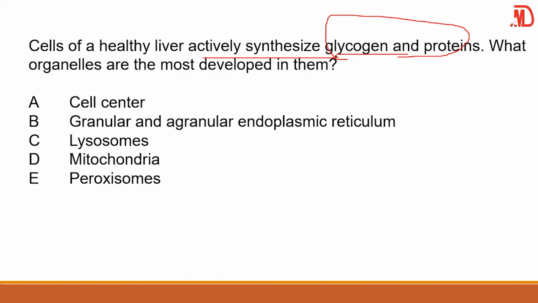And we have different types depending on the enzyme that is involved. So you see, you can apply these things. So you are revising, which is good. However, that's not our concern. Our concern is that cells of a healthy liver, of course, synthesize glycogen and proteins. What organelles are the most developed in them, or involved in protein synthesis?